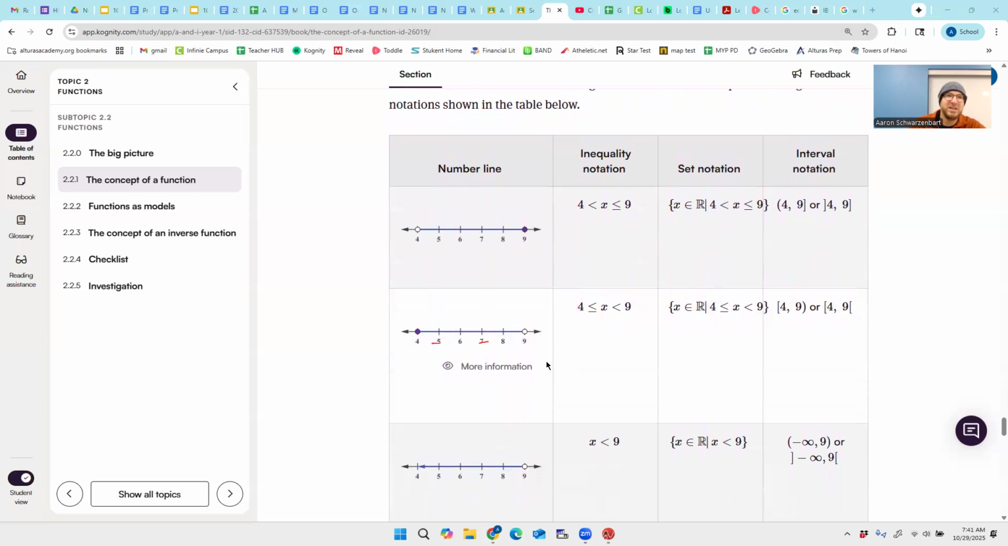A couple of notation things. In IB, you are allowed to use any type of notation. This is set notation. This says x is a member of the real numbers. The vertical line is such that x is between 4 and 9, including 9.